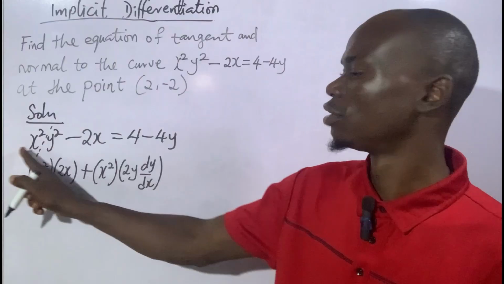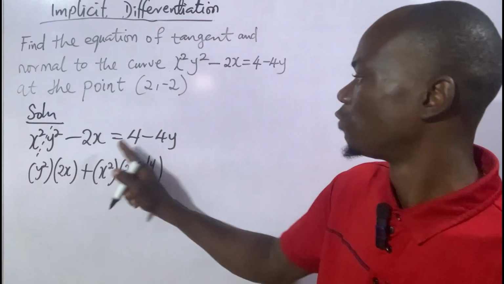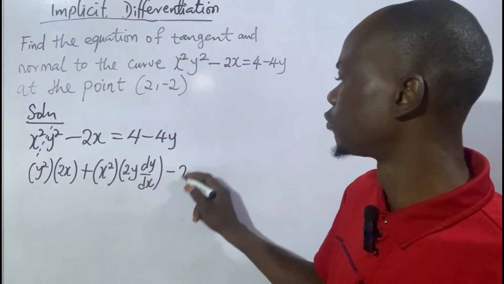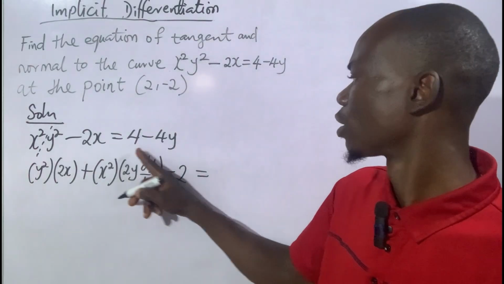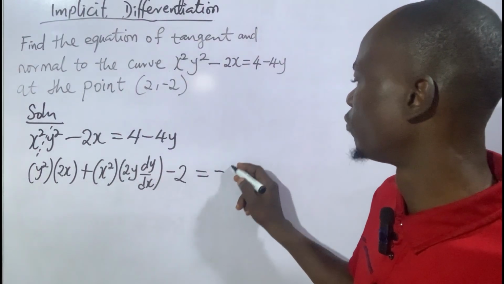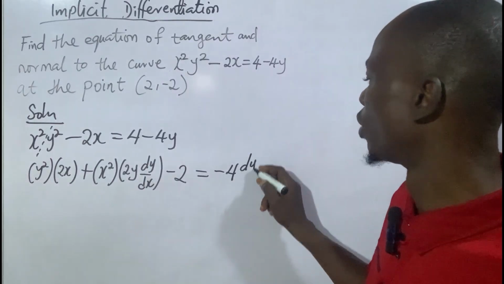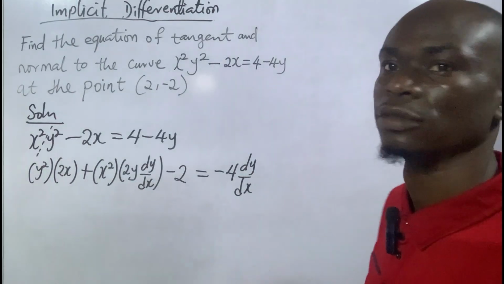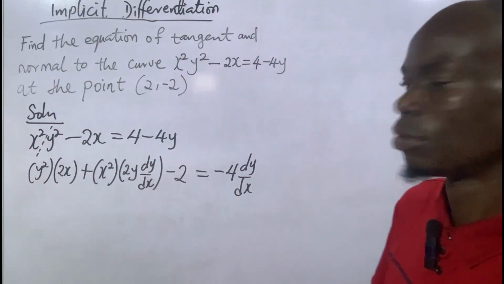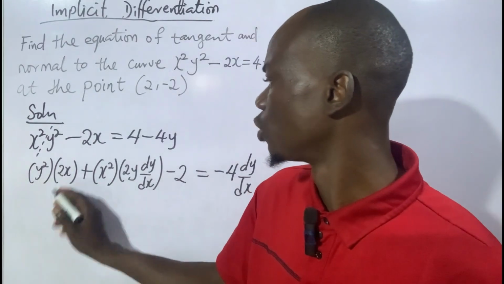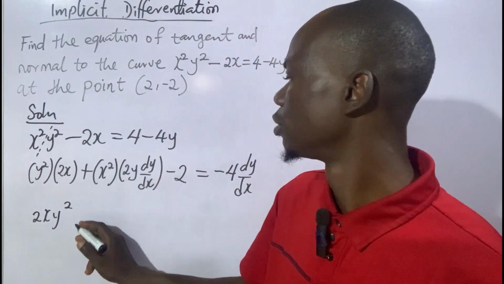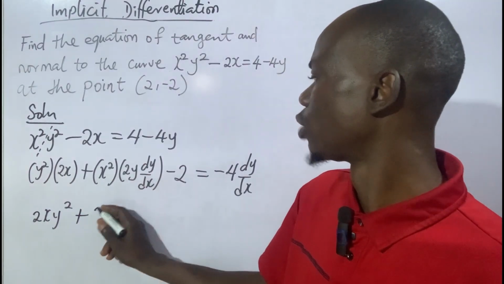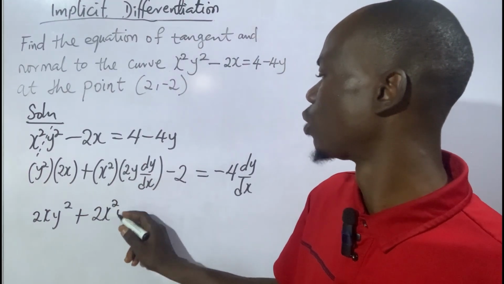That's just differentiating the first thing. So if I differentiate 2x, I have 2. If I differentiate 4, it is 0. If I differentiate minus 4y, I have minus 4 dy/dx. Okay, let's simplify what we have. y squared times 2x will give us 2xy squared. x squared times 2y will give us 2x squared y.